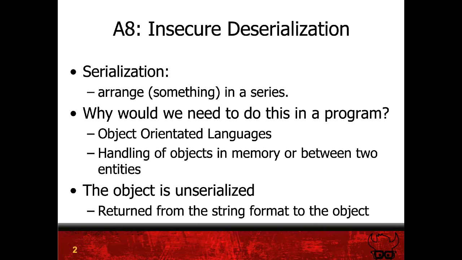I'm Kevin Johnson, and yes, we're still going through the OWASP Top 10 Web Application Vulnerabilities. In this case, we're going to talk about insecure deserialization, which is risk number 8.